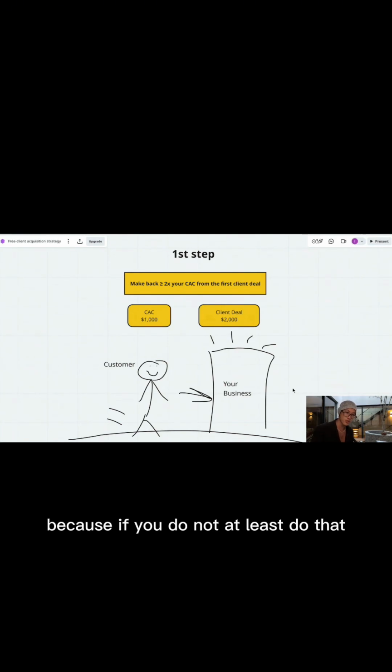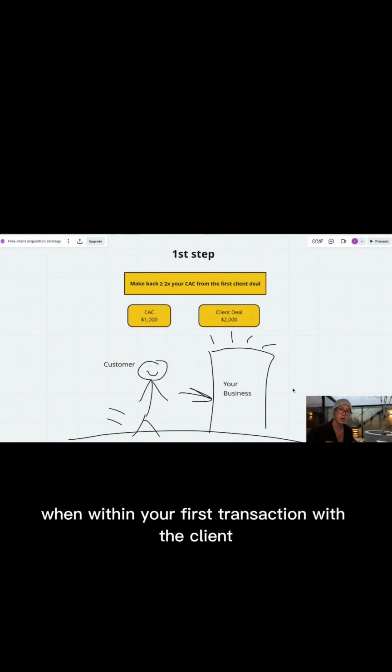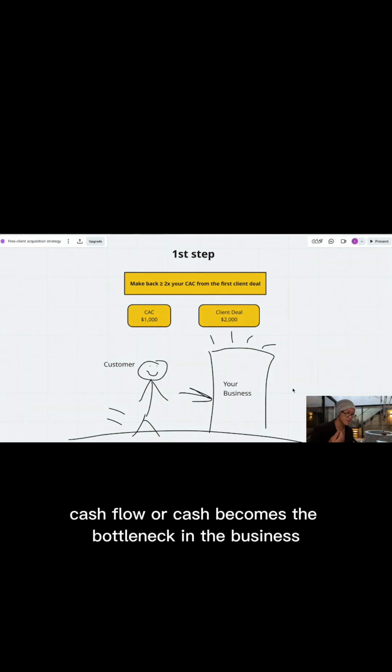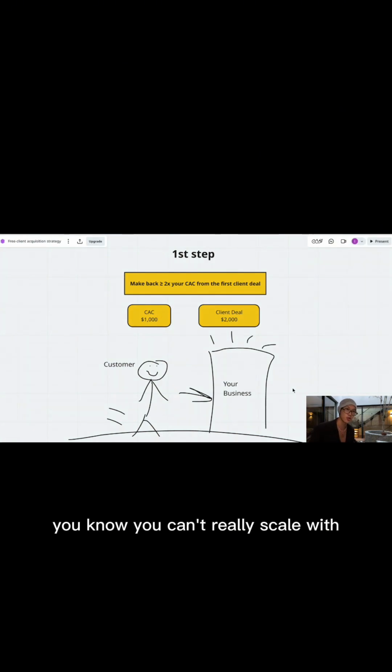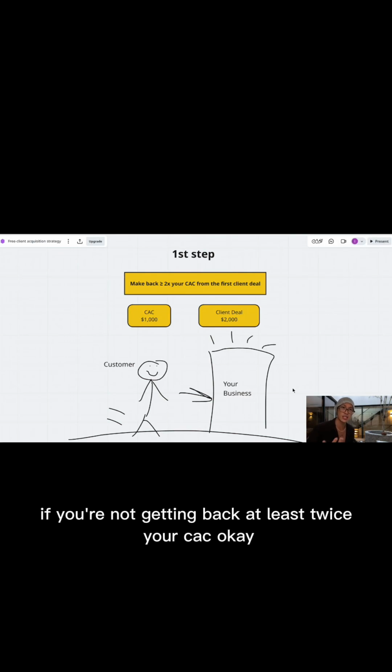Because if you do not at least get back twice your CAC within your first transaction with the client, cash flow or cash becomes the bottleneck in a business. You can't really scale if you're not getting back at least twice your CAC.